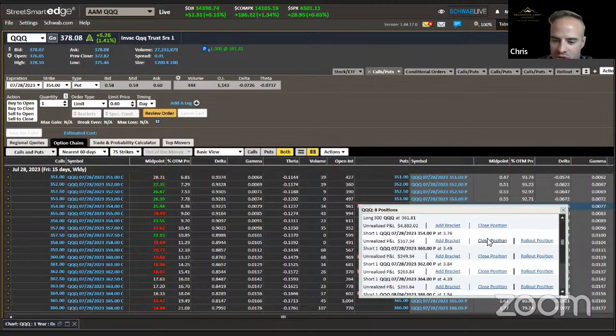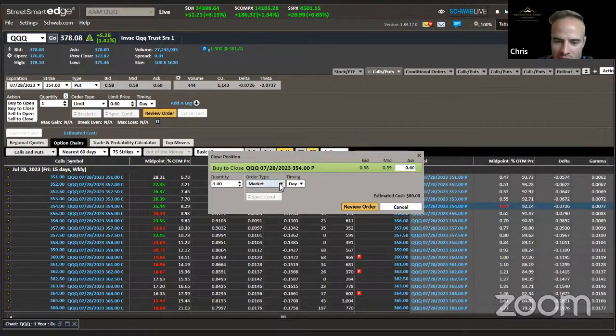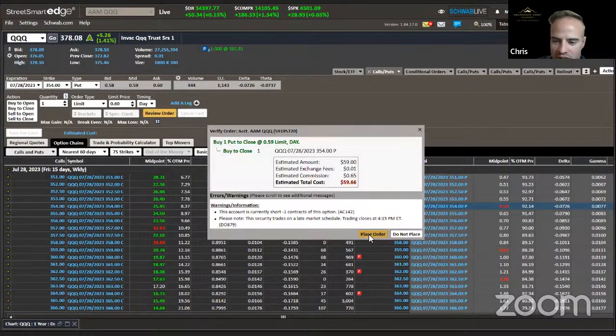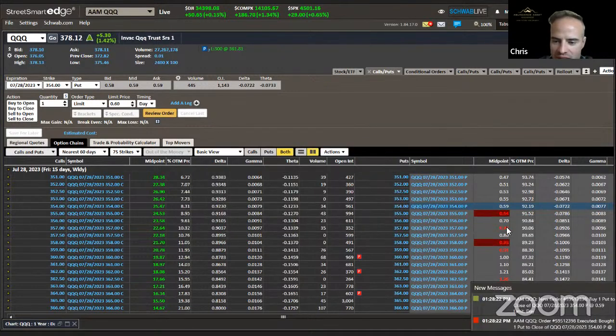So we'll close this position, and we want to put a limit order on it. We're just going to put a limit, and 60 cents is fine with us. We just don't want to pay more than that. Actually, the price just went down to 59. So we're going to review order and then place order, and that filled right away. We just bought back a trade that we had open. That's all that happened there.